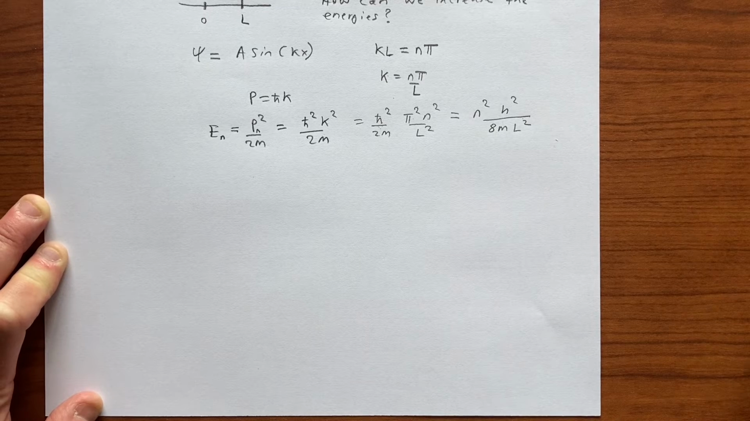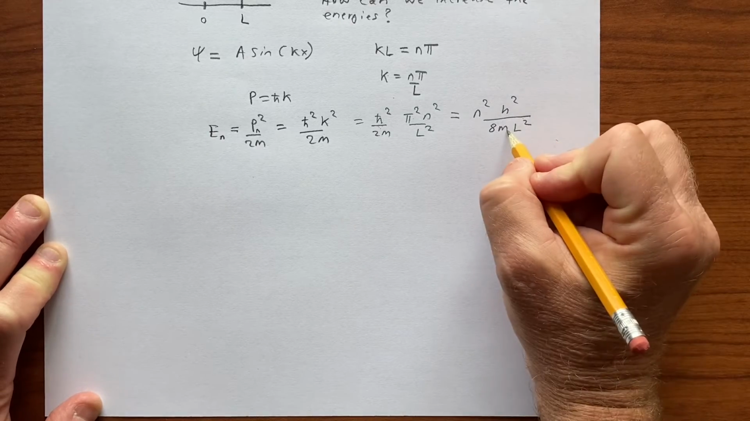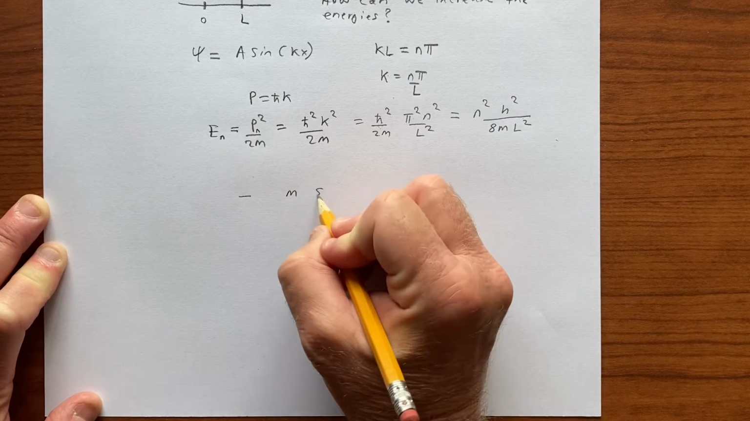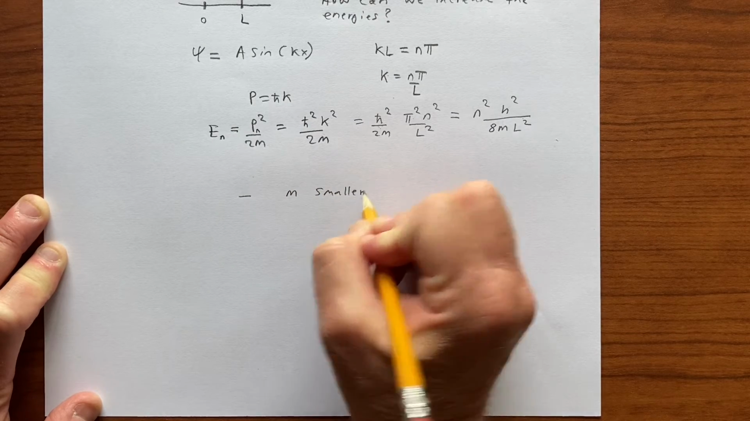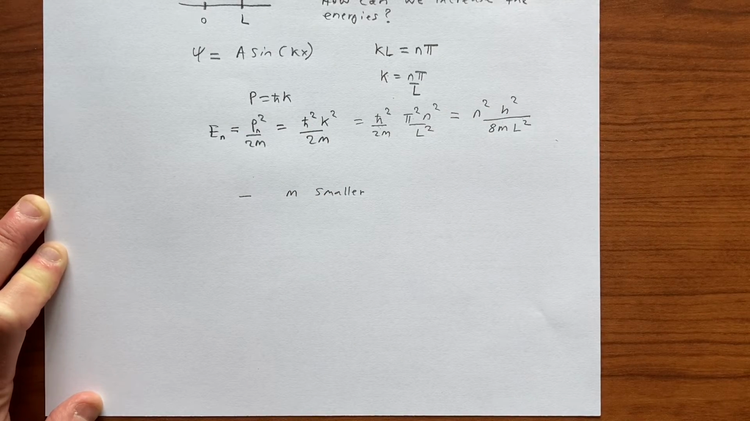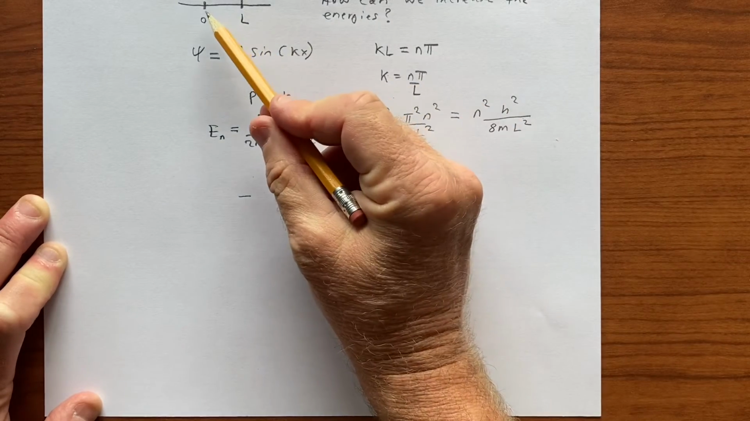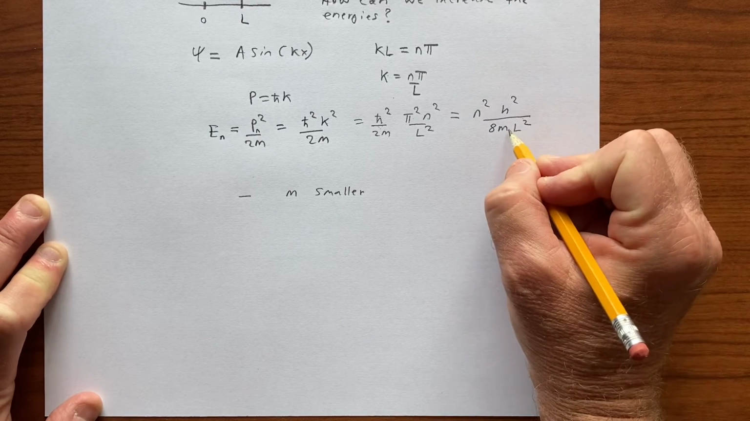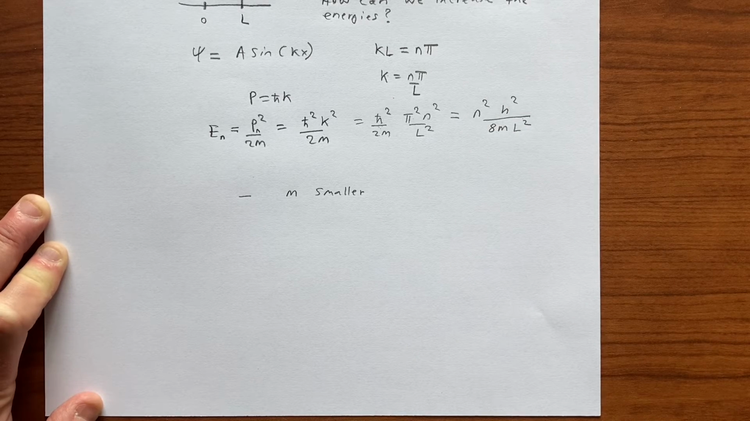So those are the energy levels, and we can see that there are two ways of increasing the energy levels. Either we make the mass smaller, so we put an object with smaller mass in the prison, so we don't change the length of the prison. It's still confined in the same region of space, but we lower the mass. That's a little counterintuitive. That'll give us higher values of energy.